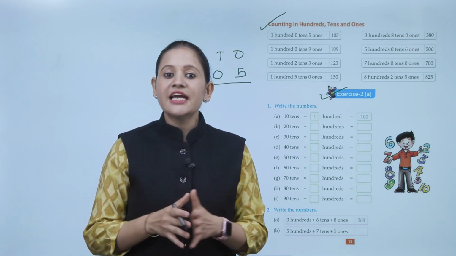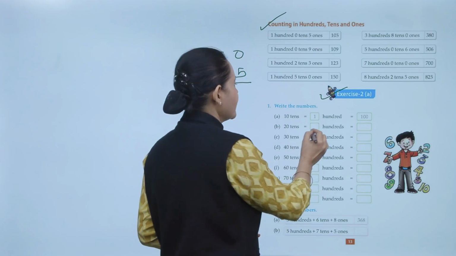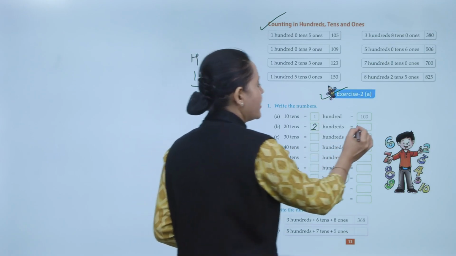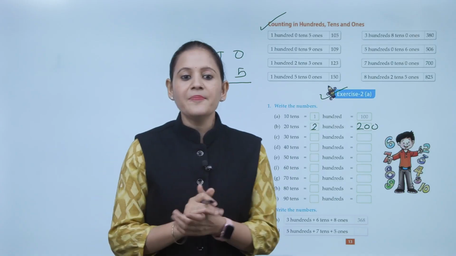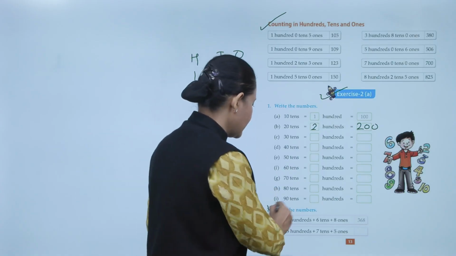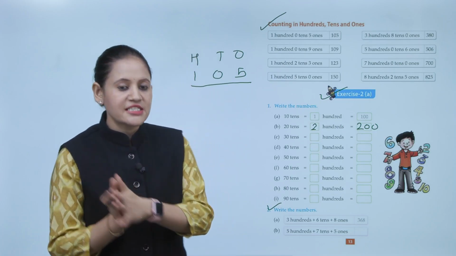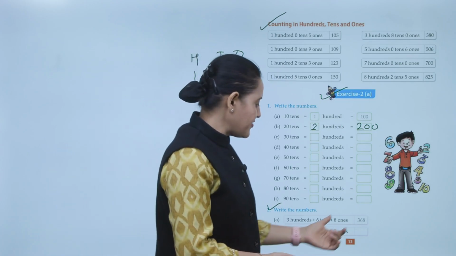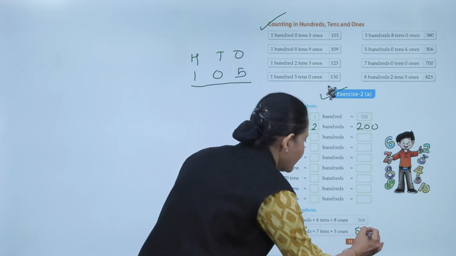Next is exercise 2A. Write the number. 10 tens, that is equals to 100. 20 tens, that is equals to 200. Clear? Next question. Write the numbers. 300, 6 tens and 8 ones. 368. Same way 500, 7 tens, 5 ones. So number हो जाएगा 575.